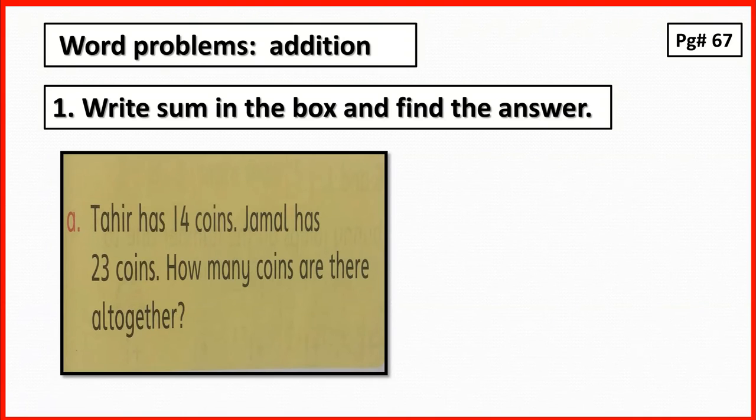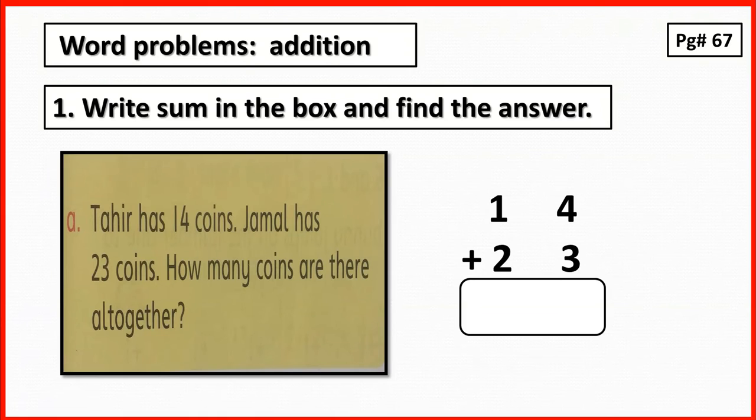Let's add to find how many coins Tahir and Jamal have. Tahir has 14 whereas Jamal has 23 coins. Let's add how many coins altogether. 4 plus 3 equals 7 and 1 plus 2 equals 3. The answer is 37. That means there are 37 coins altogether.